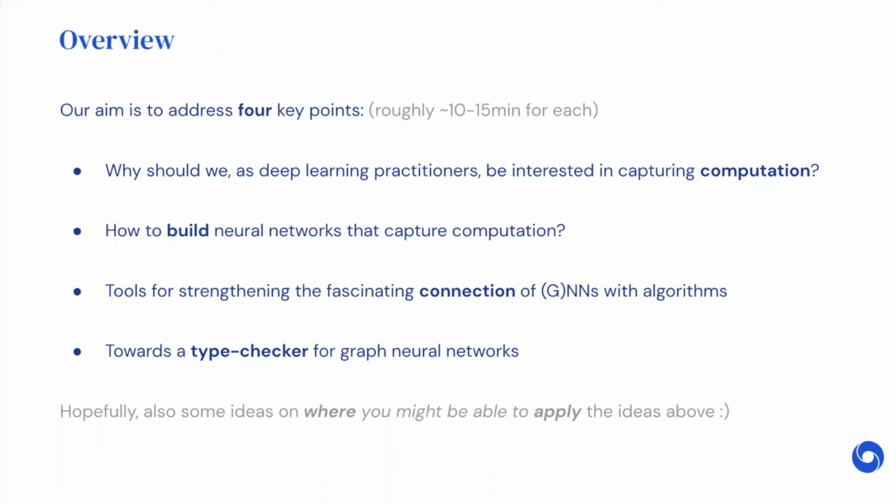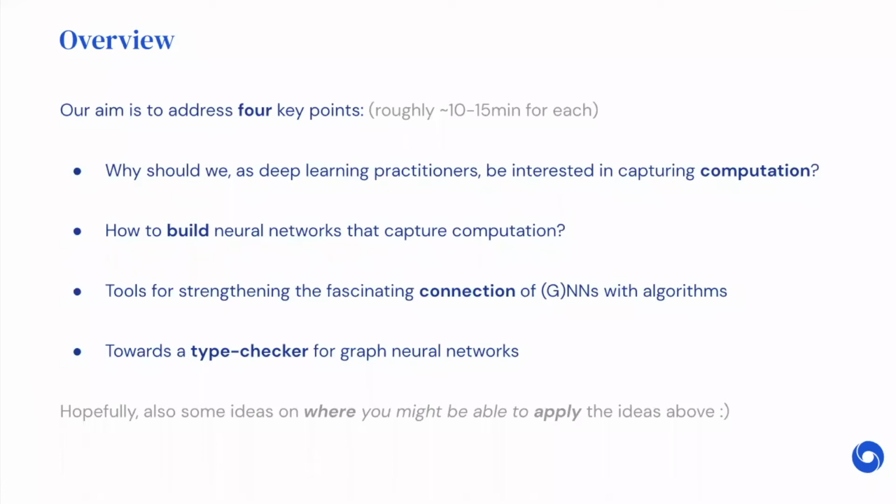So I hope to first convey some thoughts on why we as deep learning practitioners should be interested in capturing computation. Once I've hopefully convinced you it's a good idea, we will have some discussion on how to actually build a neural network that captures computation. And then once we have some basic idea on the state of the art in the field, we're going to try to think of some ways in which we can strengthen the fascinating connection of neural networks with algorithms, as we'll see in some slides in the future.